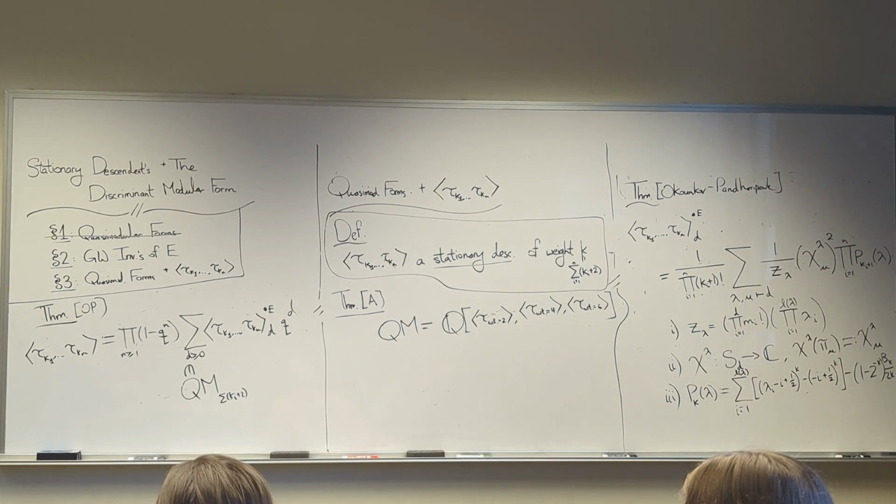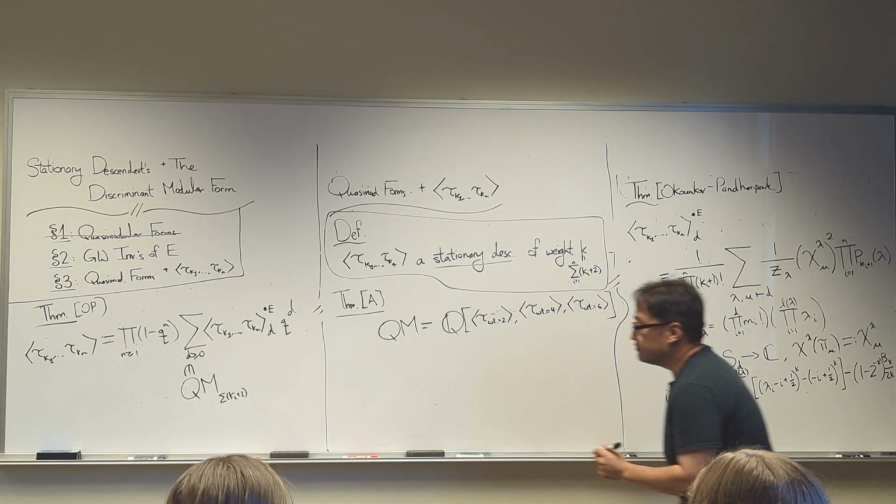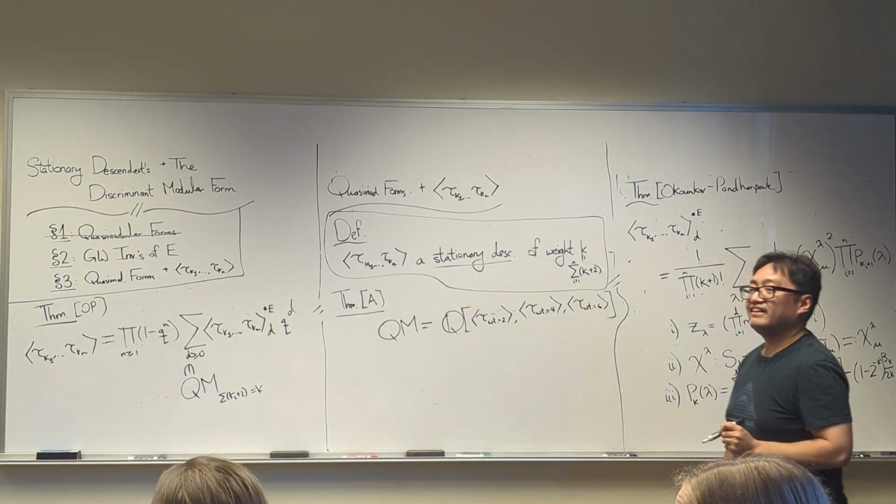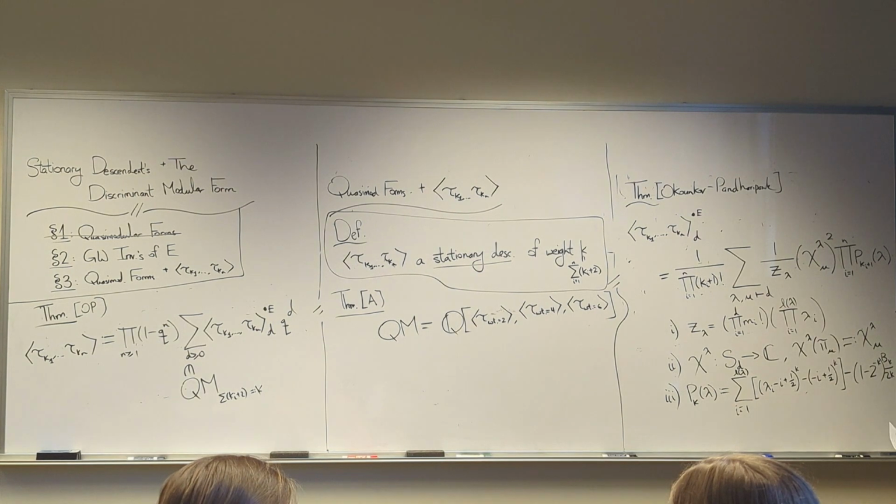You just said that in the theorem, the left-hand side's weight is equal to that, right? Yeah, so we're going to call that K. A stationary descendant of weight k is a thing on the left-hand side of that. I see. Okay, that's what I see.